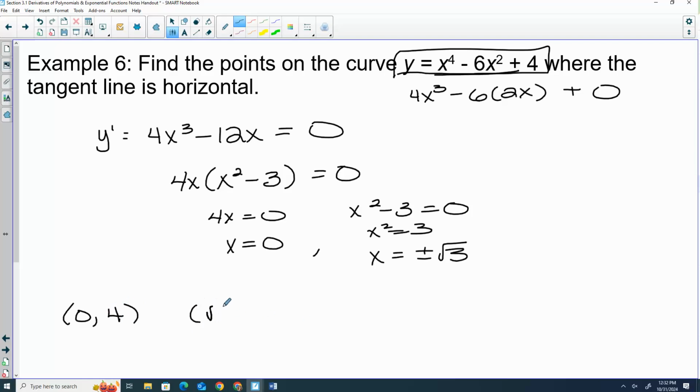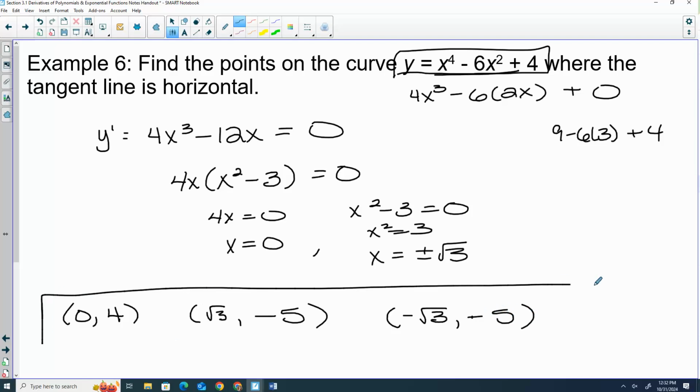If I put in the square root of 3, square root of 3 times square root of 3 would be 3. Times 3 is 9. 9 minus 18 plus 4, which gives us negative 5. What if we put in a negative radical 3? It'll probably still be a negative 5, because when you take a negative to the 4th, it's positive. And 4. Alright. Very good.